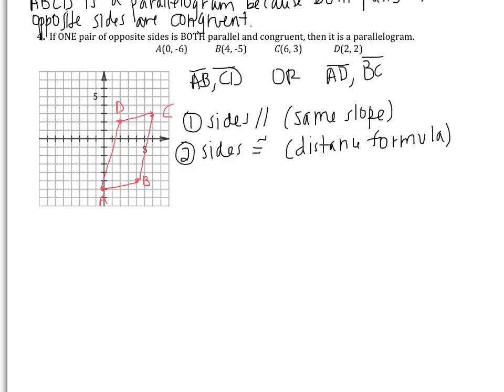Pick either A, B, and C, D, or A, D, and B, C. Whichever pair you don't pick, you don't use at all. You're going to have to use the slope formula twice, the distance formula twice. And then I would like a sentence stating ABCD is a parallelogram because, and the reason. Good luck.